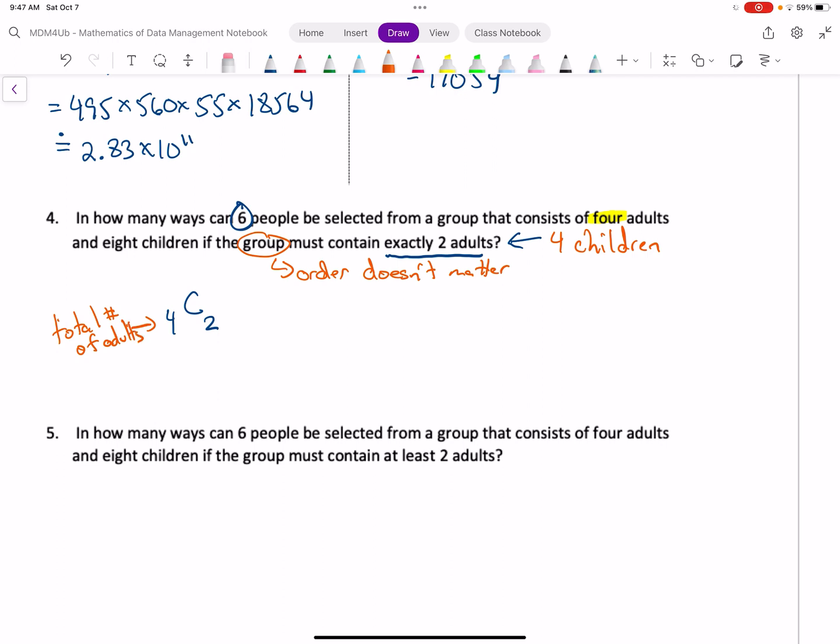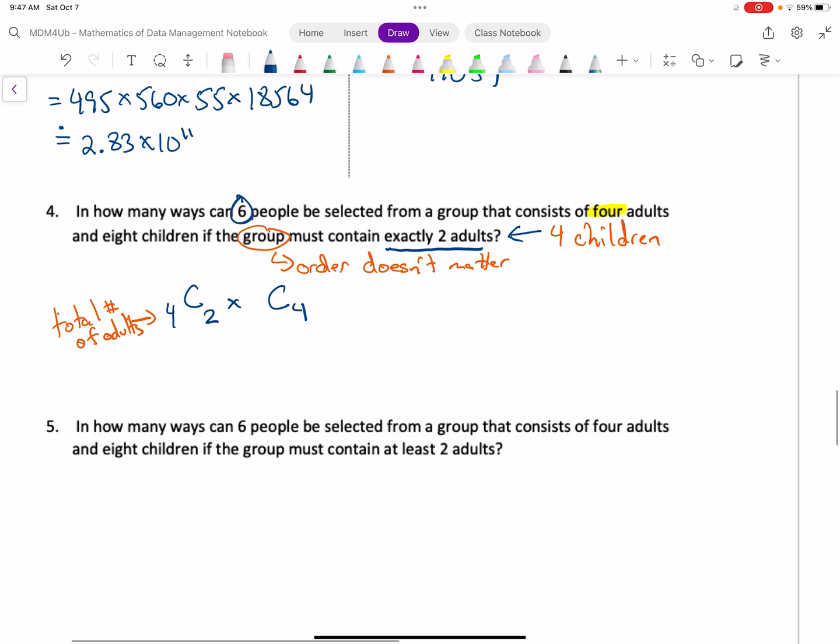And that number will always be bigger than the r number, the number you choose. And within the same group, because I'm mixing them, you're going to multiply between. I have then 4 children. So I know I want to choose 4. And how many were there to choose from? That's 8 children. So I've got this number for my adults and this number for my children, and that's the total number of children.